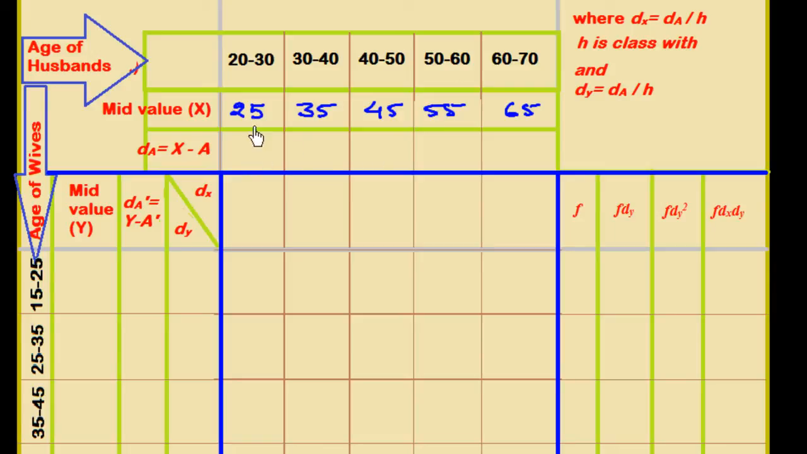Now what we have to do, we will assume 45 as mean. We are assuming 45 as mean. So we have to find out x minus a. X we have 25 minus 45, which is minus 20. 35 minus 45, which is minus 10. 45 minus 45, which is 0. 55 minus 45, which is plus 10. 65 minus 45, which is plus 20. Okay.